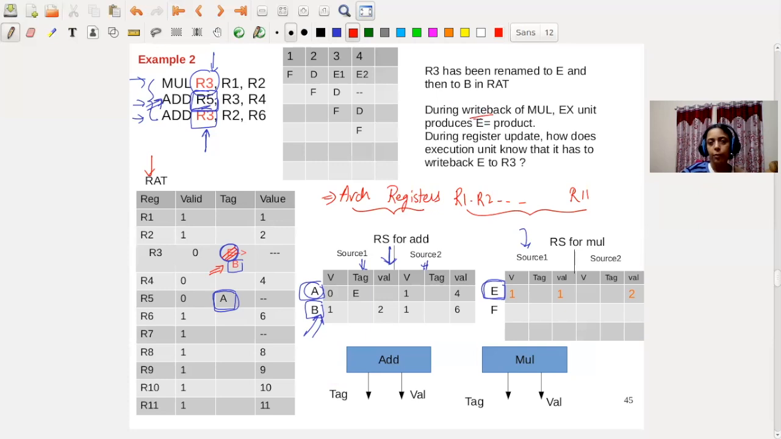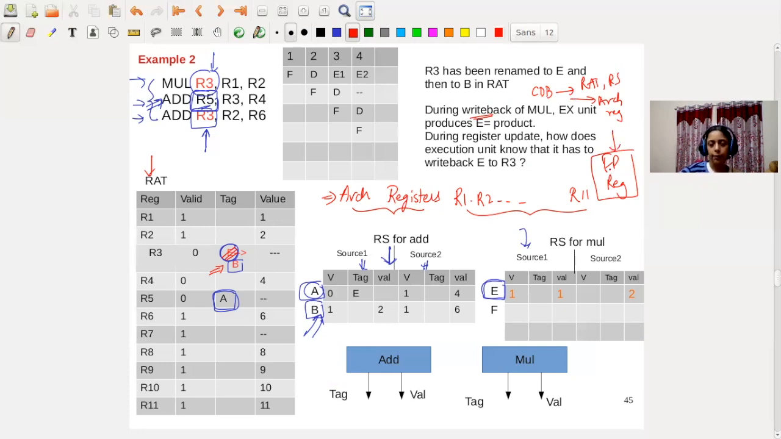Okay, so let us now see the question here. During the write back, we always said that the CDB is going to write to the RAT and to the RS, but it's also going to write to the architectural registers, that is the FP registers. If you see the Tomasulo machine, there were what are called FP registers, floating point registers, to which the CDB is going to write back.